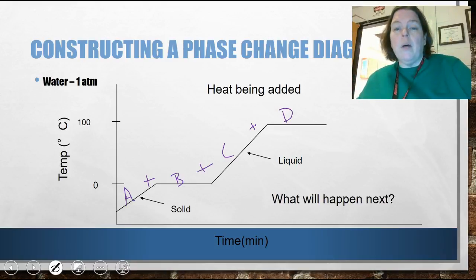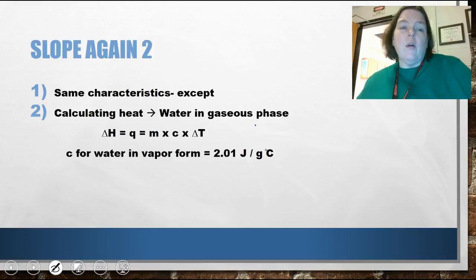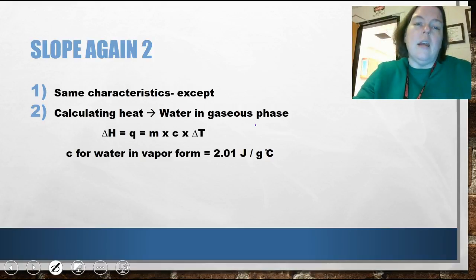Okay, so at this point, what will happen next? Well, after we've hit 100 degrees and everything has gone from a liquid into a gas, we have a temperature change again. So again, it's a temperature change, same characteristics as before. We have a single phase, therefore we can go back to Q. And we have to understand that water in vapor form has a C of this.